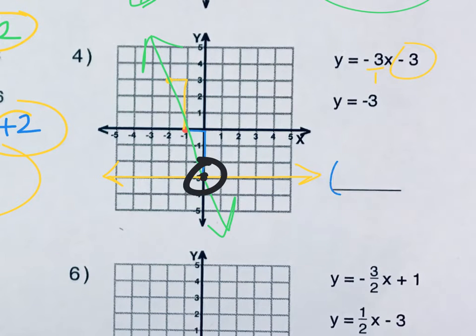Okay, so let's put our ordered pair here. So our ordered pair is on the x, it's 0, and on the y, it's -3.